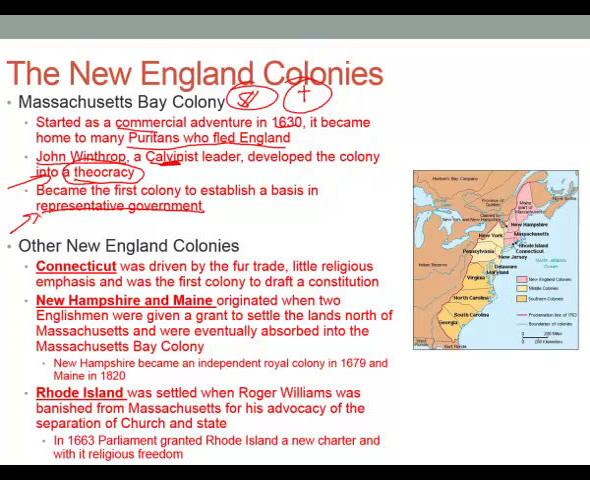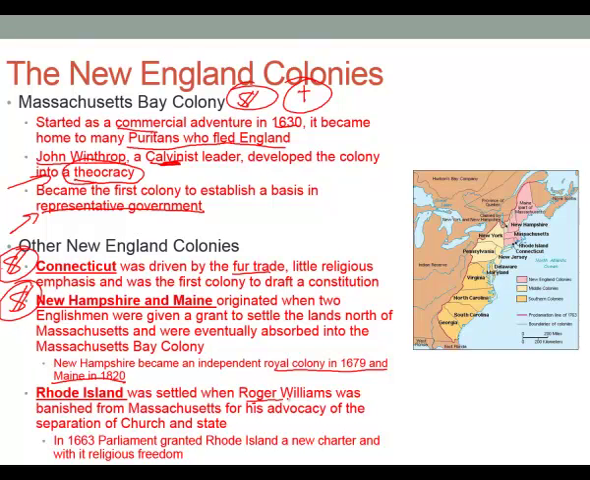Other New England colonies: Connecticut, driven by fur trade, dollar sign off to the side here. New Hampshire and Maine, originated two Englishmen, were given a grant to settle the lands. Economic, we're still driven by the fur trade. If you look to the north there, New Hampshire will become an independent royal colony in 1679, Maine 1820. So eventually they'll split, but at their first inception, they are united.